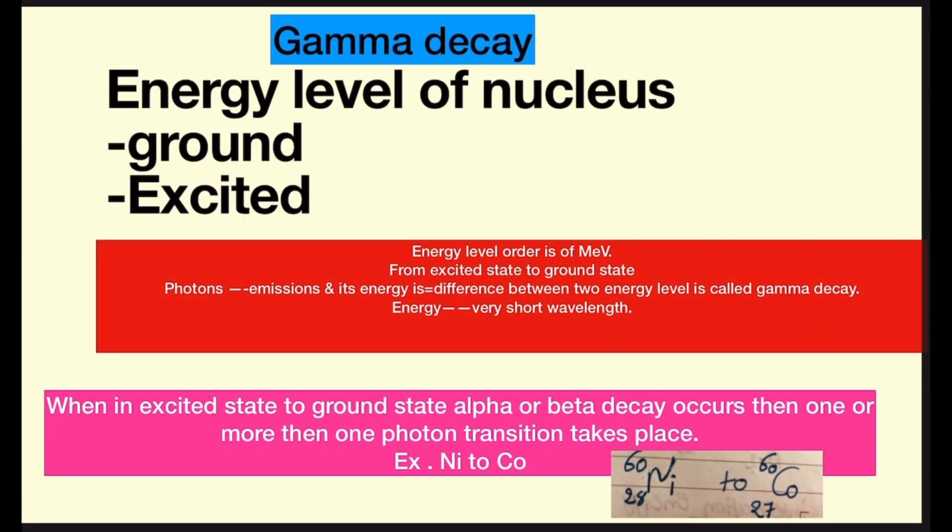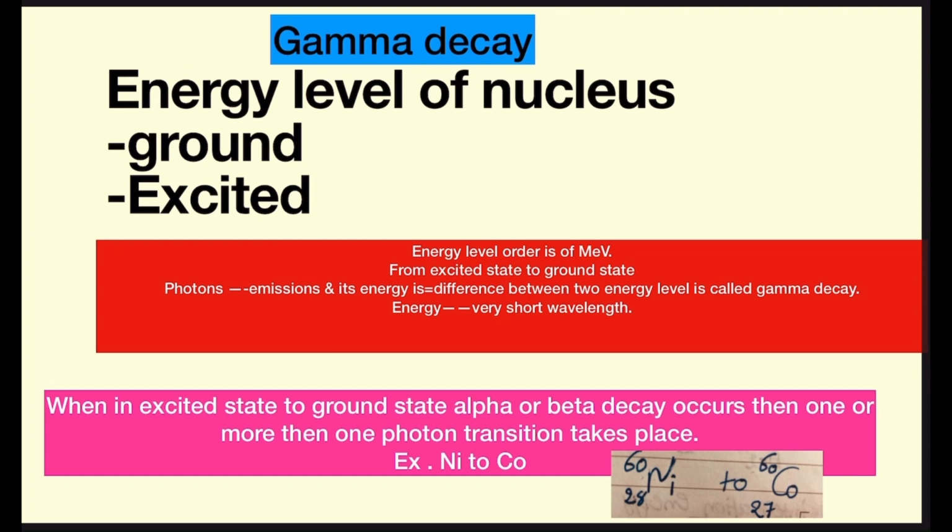To understand gamma decay, you must know that a nucleus has discrete energy levels like atoms, from the ground state to excited states. But the order of energy is different. Atomic energy is of the order of electron volts and nuclear energy is of the order of MeV. So when a nucleus spontaneously decays to the ground state from an excited state, it emits a photon. And this type of decay is called gamma decay. The energy of that photon is equal to the difference of the two energy levels of the nucleus.